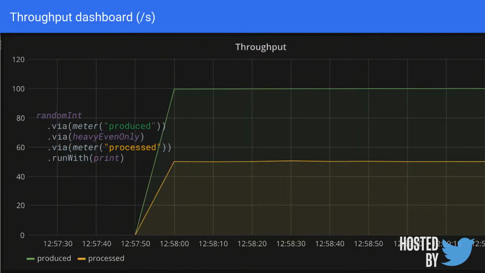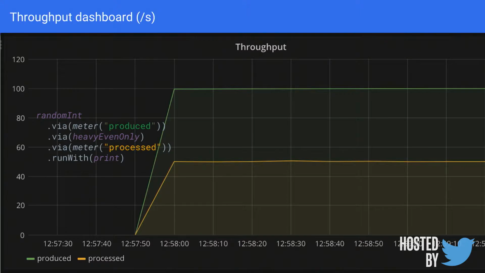So this is what you would plot on a throughput dashboard for this very trivial example. The unit here is elements a second. You can see we're producing around 100 elements a second. So this is 1 every 10 milliseconds, the rate we're generating stuff at. And after we process, that's the filter, we're left with about 50 elements a second, because we dropped the odd ones. So this is pretty simple.